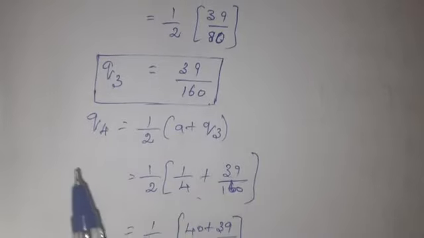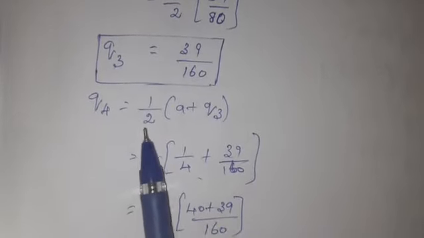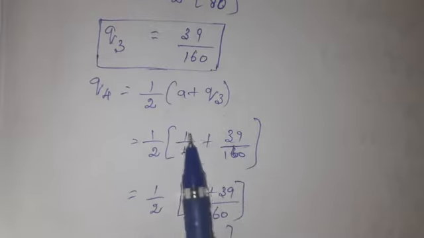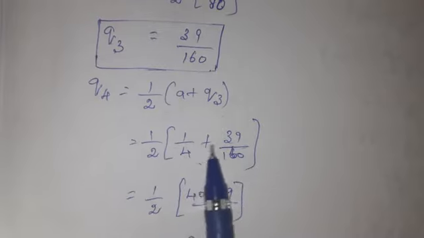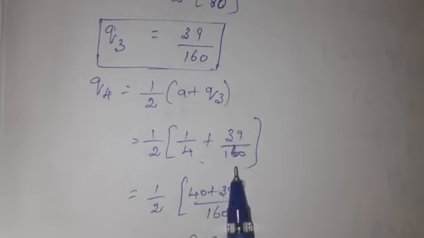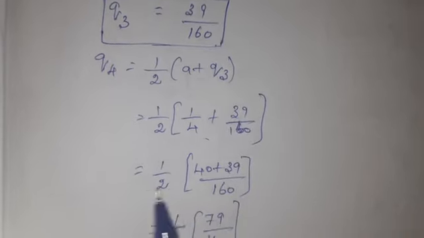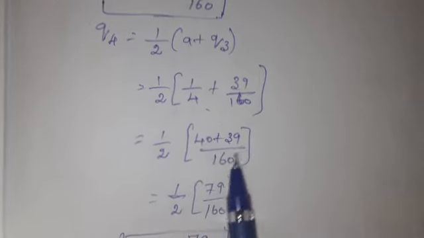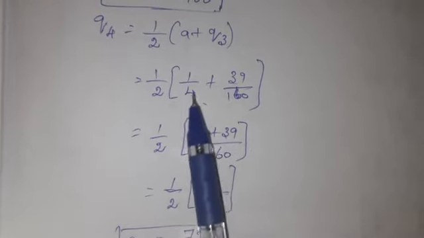Next you should find the fourth rational number. Q4 is equal to 1 by 2 into A plus Q3, is equal to 1 by 2 into A value is 1 by 4 plus Q3 value is 39 by 160, is equal to 1 by 2 into, you take LCM for 4 and 160. LCM is 160.